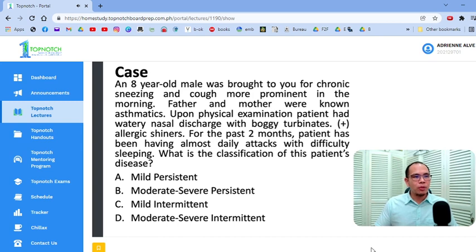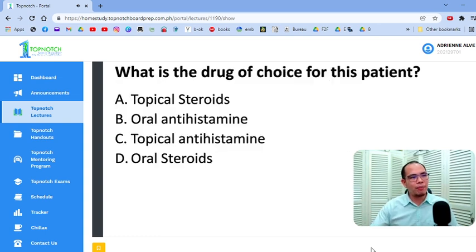So your ADLs, di ba? So past 2 months, more than 4 days per week. For the past 4 weeks, you classified it as moderate to severe persistent, di ba? So madali lang siyang i-classify. Go back to your ARIA guidelines. Mamaya discuss natin yun. Meron pa isang question. What is the drug of choice for this patient?